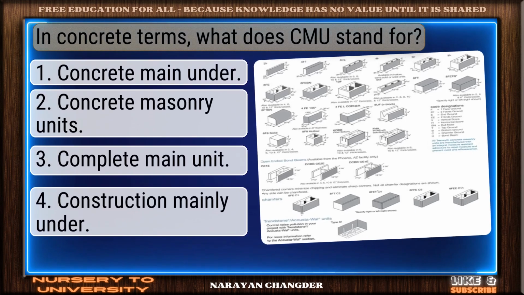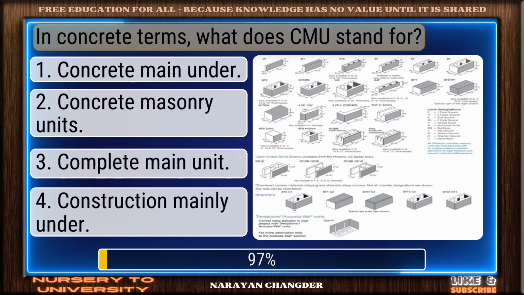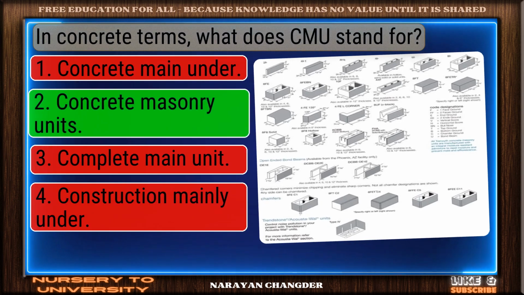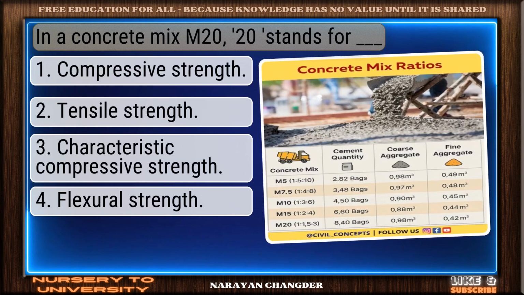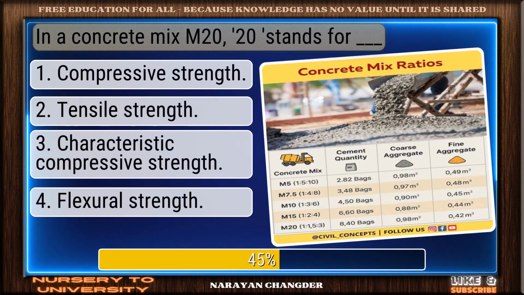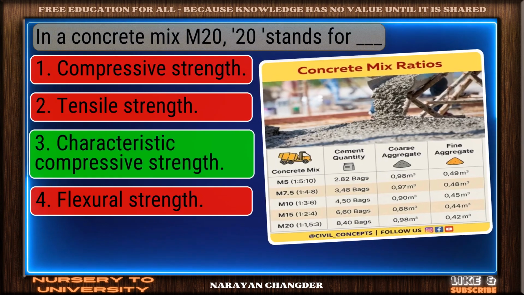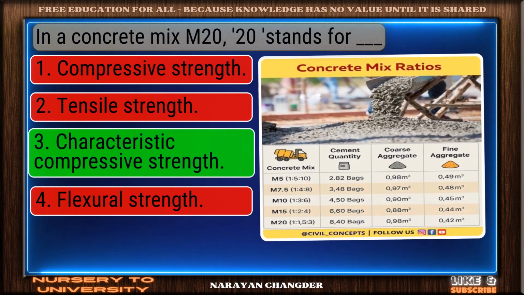In concrete terms, what does CMU stand for? Right choice. Concrete masonry units is the best answer. In a concrete mix, M20 stands for dash. Correct. Characteristic compressive strength is the right answer.